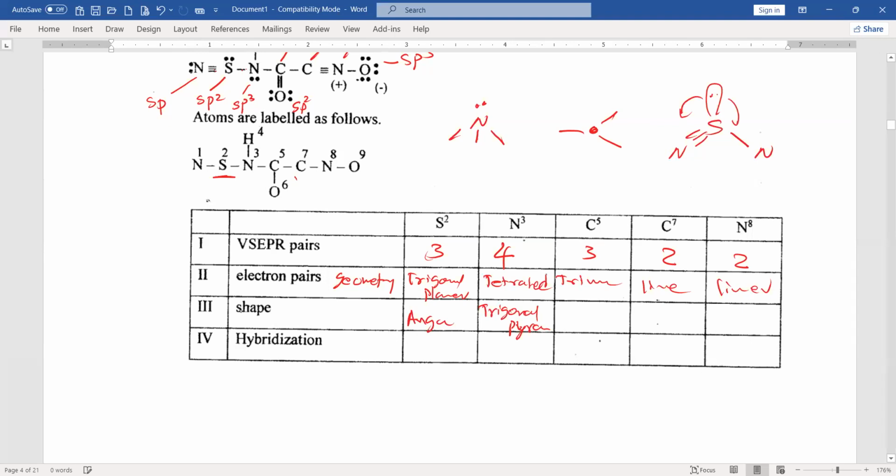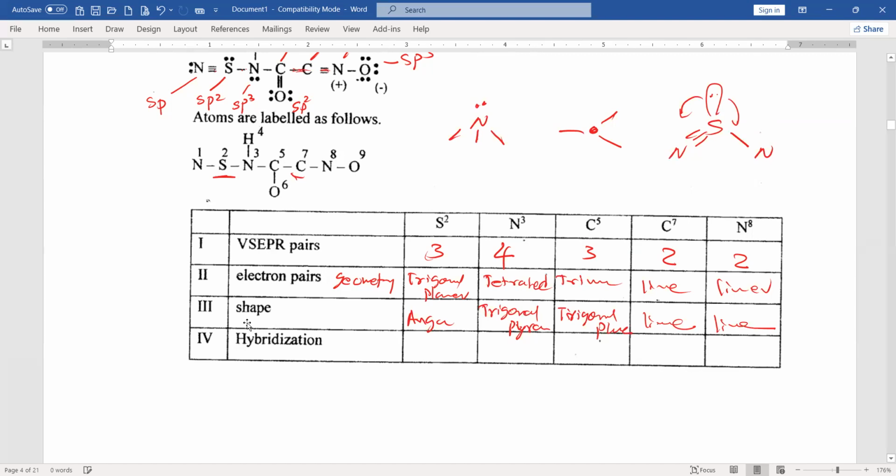And this one, C5, around that C5 we have only 3 bond pairs and no lone pairs. Therefore, the shape and the electron pair geometry are the same. Then trigonal planar. And here, the C7. This is carbon 7. It has only 2 bond pairs, no lone pairs, so it is linear. And this one also linear.